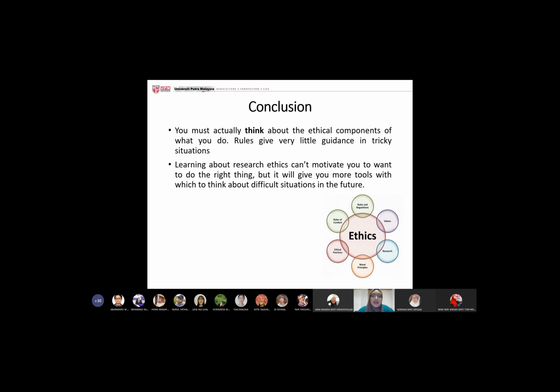Learning about research ethics cannot motivate you to want to do the right thing. That's true, because it's basically what's in you, how you think about doing things. But it will give you more tools to think about difficult situations in the future. Imagine now you're only doing a very quick research, something like 4 to 6 months. But in the future, when you are in the workforce, there are a lot of projects, for example, and there will be a lot of opportunities there as well.